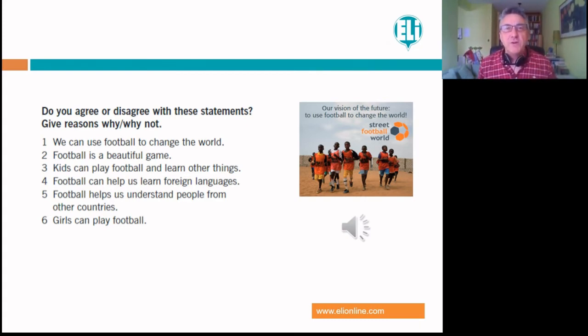Football's a beautiful game. They call it the beautiful game, don't they? Kids can play football, learn other things. Football can help us learn foreign languages. There's a very good book actually out there, a novel. I think it's called Bamboo Goalposts, if you look it up, about a man who is now a sports journalist. I think he lives in China now.